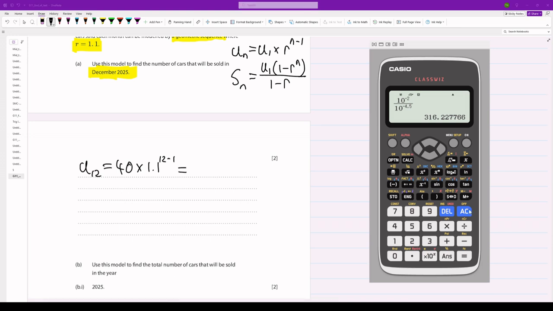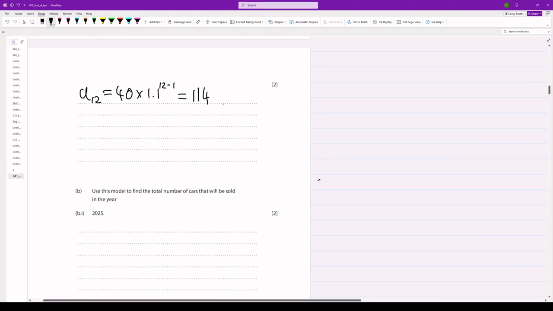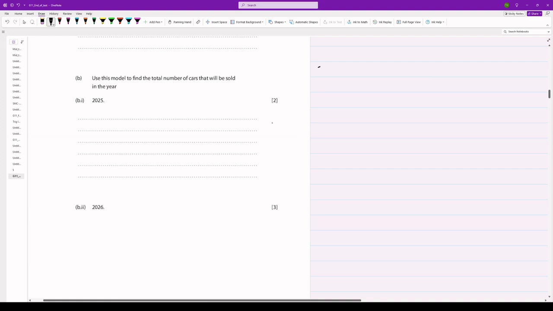Let's get the calculator out. 40 times 1.1 to the power of 12 minus 1 gives me 114.12. But we're going to leave it as 114. Okay. Hopefully all of that makes sense. Now, we would like to know the total number of cars that will be sold in the year 2025.